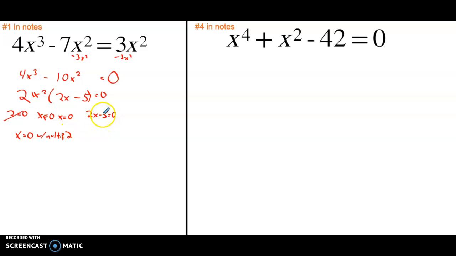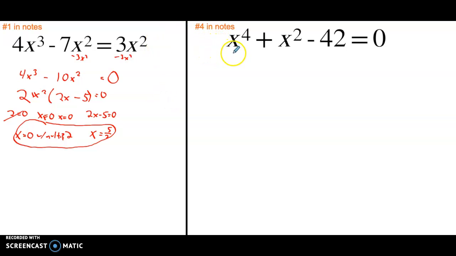Then we solve this one: add the 5, divide by 2, x equals 5/2. So here's one answer. 0 happens twice. So we got 1, 2, 3 answers. It was a degree 3. Yay for us. That's how we do that one. Okay, number 4 from your notes.